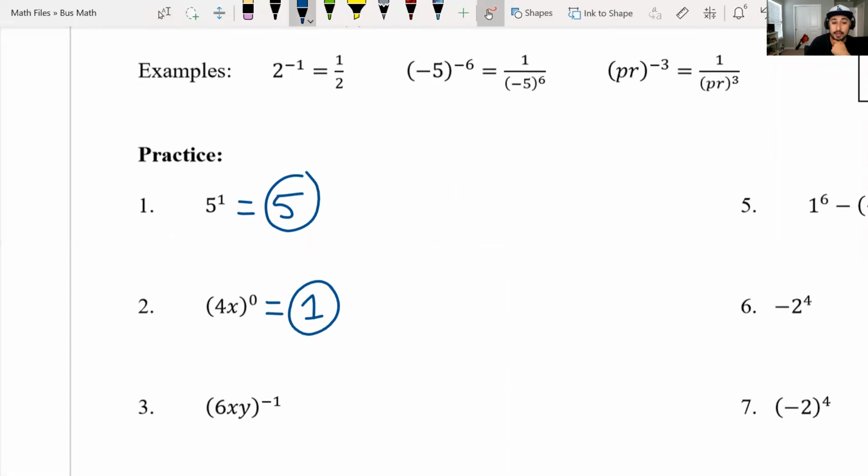6 times x times y raised to the negative 1. Any base raised to a negative exponent can be turned into a fraction. So this just becomes 1 over 6 times x times y. I could put this in parentheses to the first power, but anything raised to the first power is itself. So I can just leave it like that. That's it.